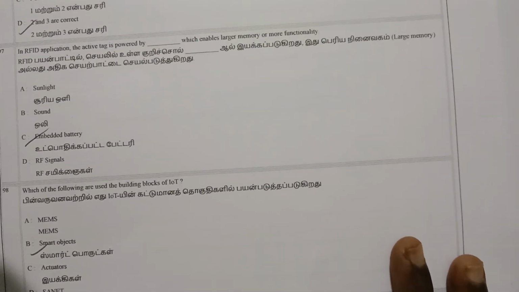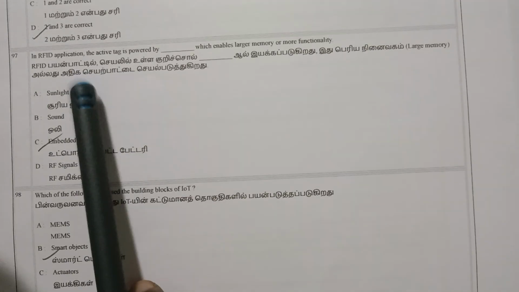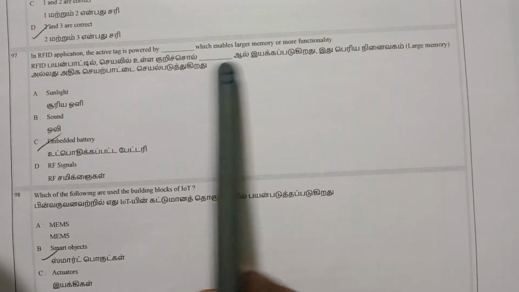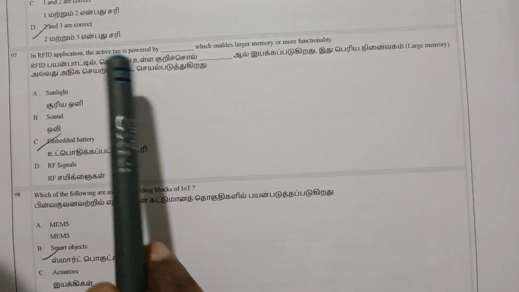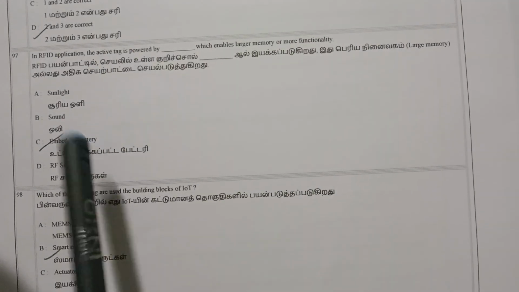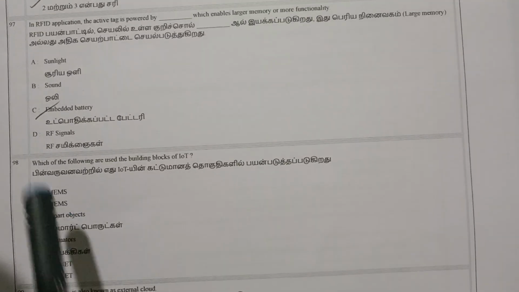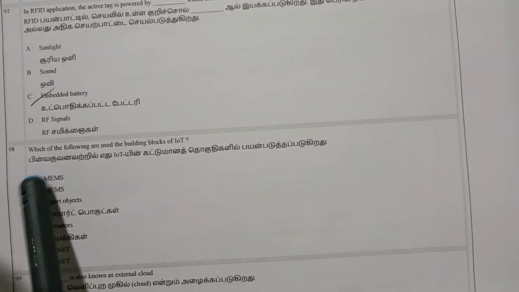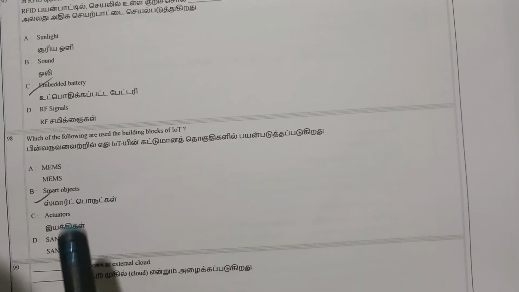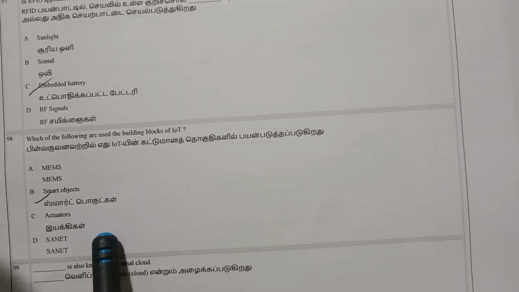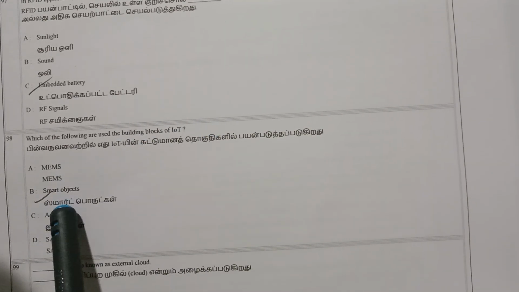Next, question number 97. In RFID application, the active tag is powered by dash, which enables larger memory or more functionality. The active tag is powered by an embedded battery. Let's see the correct option, option number C. Question 98. Which of the following are used as the building blocks for IoT? MEMS, smart objects, actuators, WSN. The correct option is smart objects, which are part of the building blocks of IoT. So the correct option is option number B, smart objects.